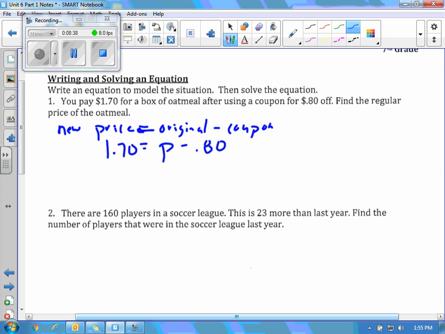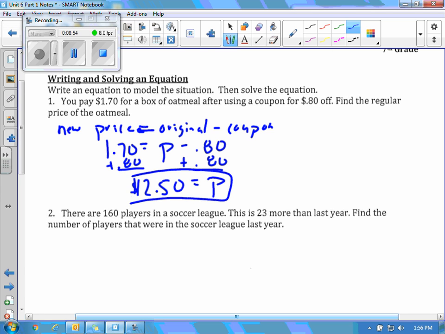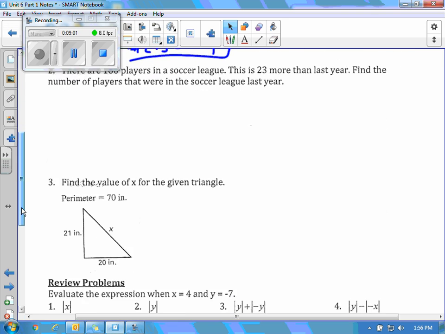So to solve that, I'm going to add 80 cents to both sides. Again, to keep it equivalent. $1.70 plus 80 cents is going to be $2.50. Minus 80 cents plus 80 cents just cancel each other out. So I just have P there. So my original price is $2.50. Number 2, I'm going to let you guys try.